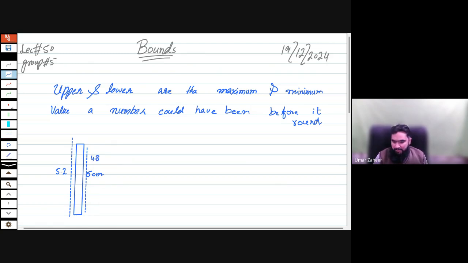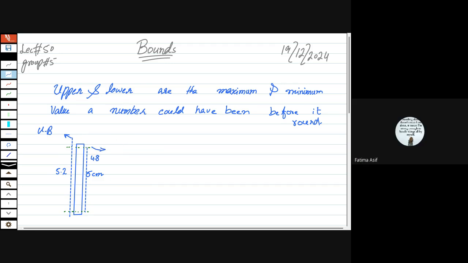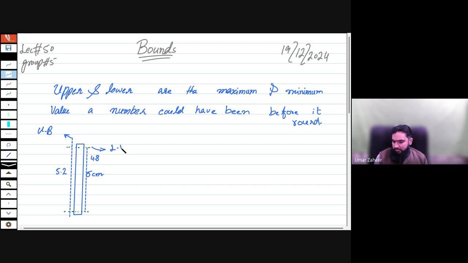All right. When you measure the values, it can be a little bit less or a little bit more. The maximum value that you can get here is known as the upper bound, and the minimum value that you can get here is known as the lower bound. Means the length of the rod can be 5.2 or it can be 4.8.